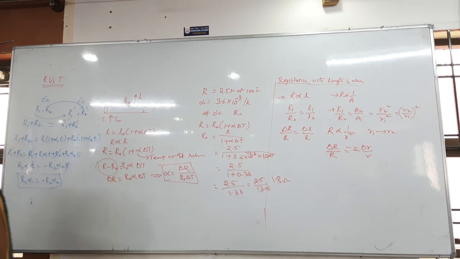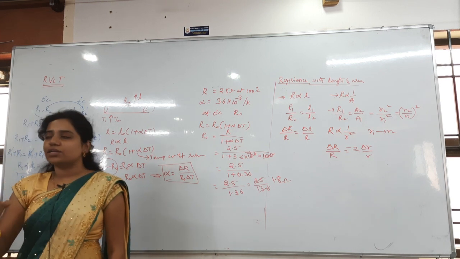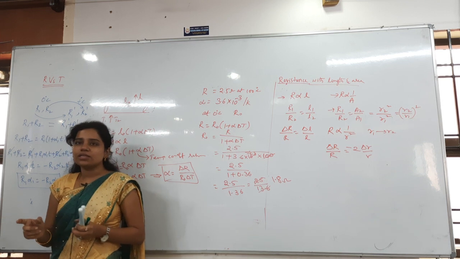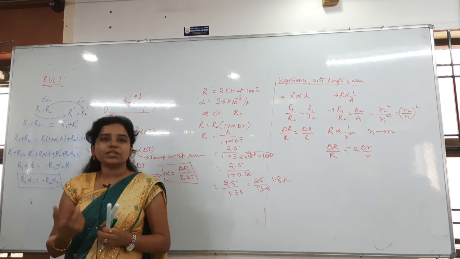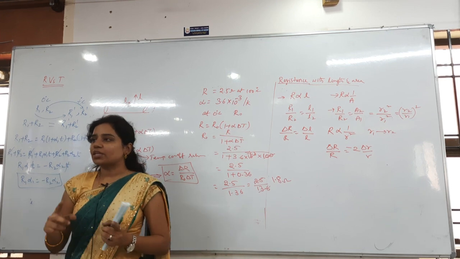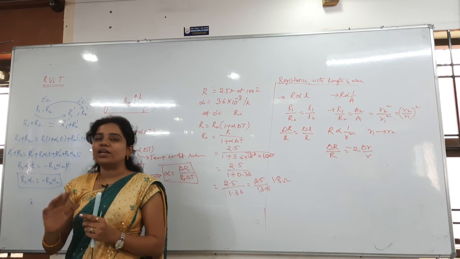Clear? Listen again, listen properly. One more kind of problem will be possible in this case only. I will tell that one also. Now here they have given two resistors at 0 degrees Celsius, R1 and R2. Now what they are saying is, what is the condition for the final effective resistance to be the same as the first effective resistance at all temperatures?